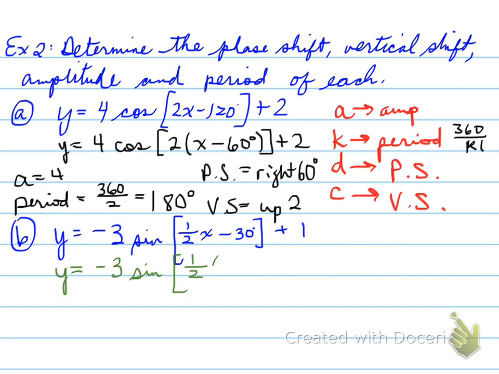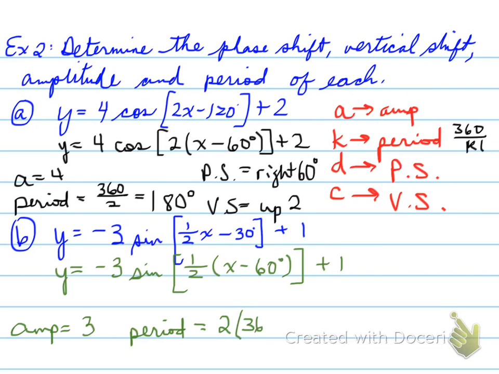The second one, don't forget to take the coefficient of x away from both terms inside the bracket, and then you find the values. The amplitude is 3, the period is 1 over 2 flipped, which is 2 times 360, which is 720 degrees. Phase shift of plus 60, so you don't have to necessarily write 60, but you could write the word right or the symbol plus.